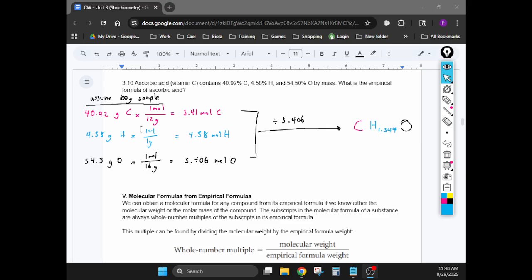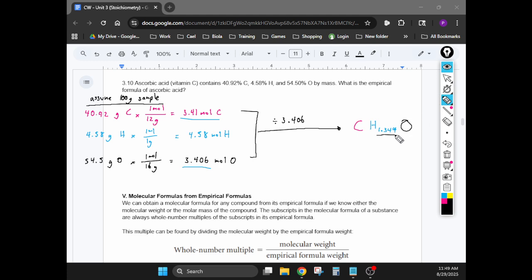The majority of the question was pretty much the same. You're going to take your percentages, assume a 100-gram sample, and convert to moles. Everybody good with that, right? It's pretty much what we did. And then you'll identify that the smaller number is 3.41. If you notice, these two are pretty much the same value. So that gives you 1 for the C, 1 for the O.